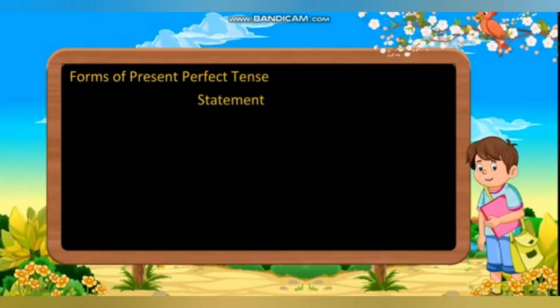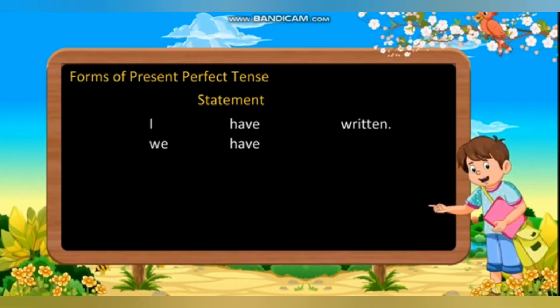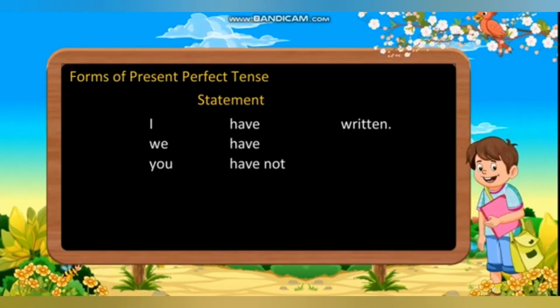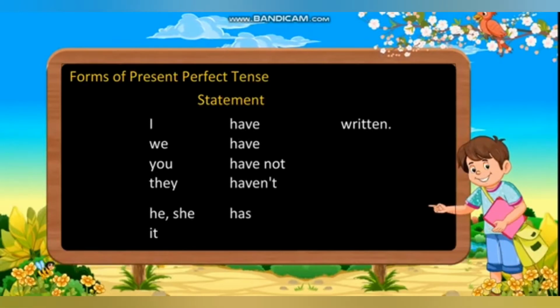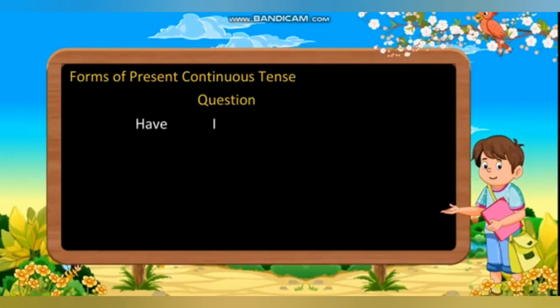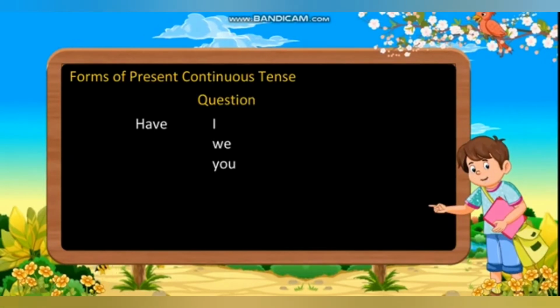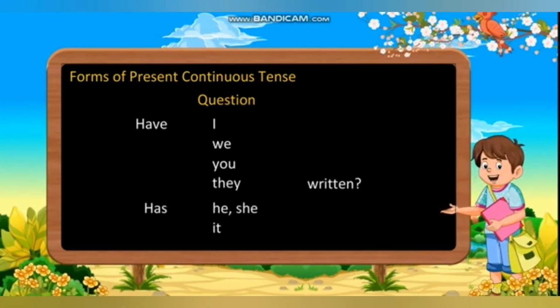Forms of present perfect tense. Statements, pronouns: I have written, we have written, you have written, you haven't, they haven't, she has, he has, it has. Question: have I, have we, have you, have they, and has she, has he, has it.